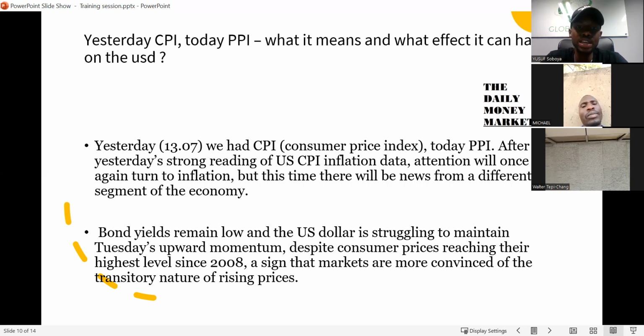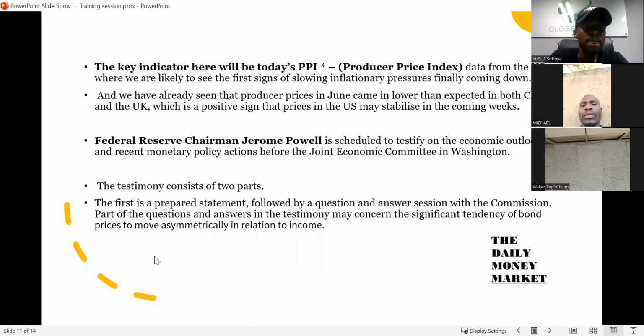Bond yields remain low, and the US dollar is struggling to maintain Tuesday's upward momentum, despite consumer prices reaching their highest level since 2008. So this is where the consumer price index reaches the highest since 2008. The key indicator here will be today's PPI, the producer price index. So we need to look at this type of news. The producer price index comes after the consumer price index. I'm sure a lot of people didn't see that today there should be the producer price index data.